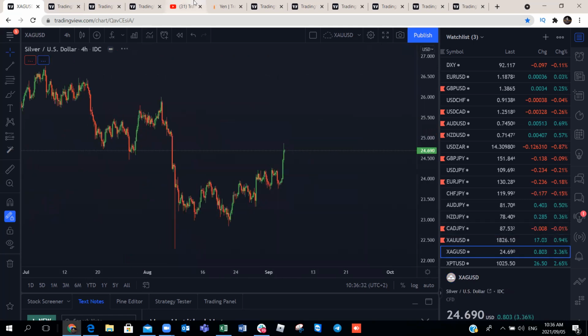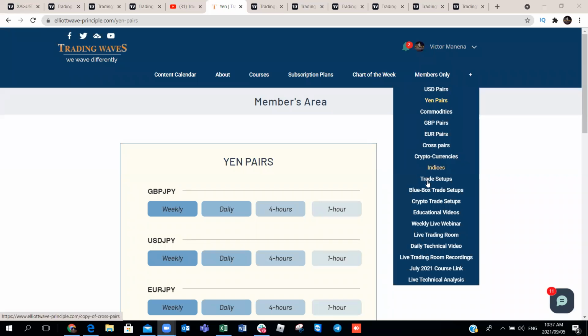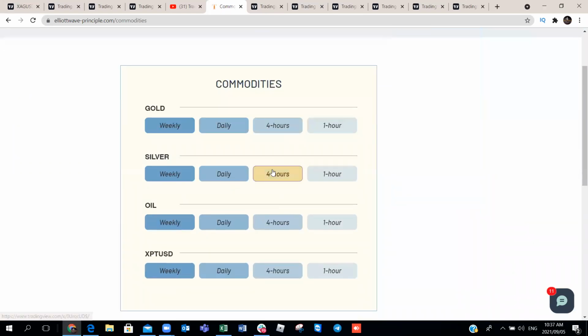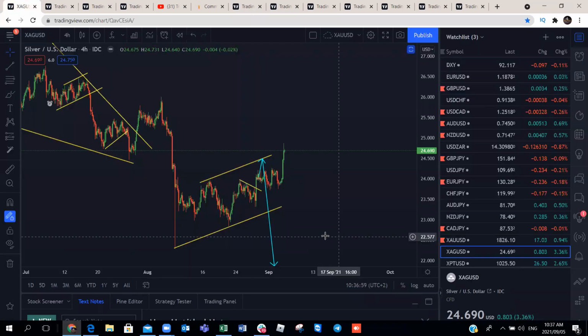Silver, similarly, let's have a look at the silver structure. Let's go to commodities here. Look at the silver structure. Right, silver 4 hour. That's the structure that we're expecting. 3 waves to the upside, 3 waves back, and we're expecting this one to at least make a move up to 25. So we'll be looking for silver to continue pushing to the upside here.